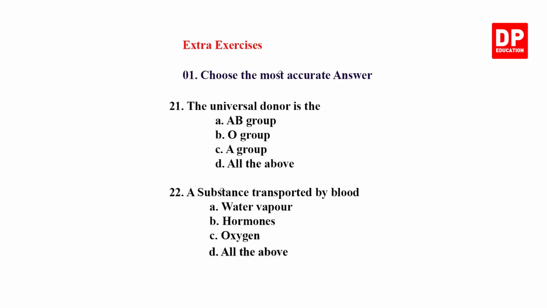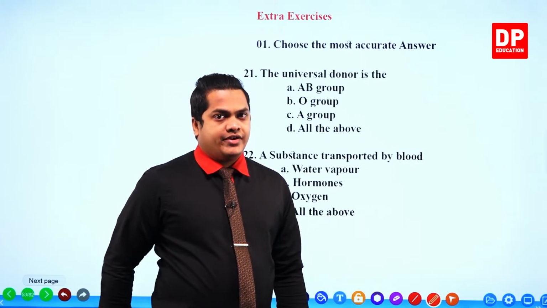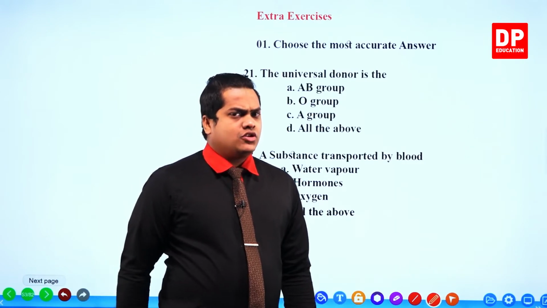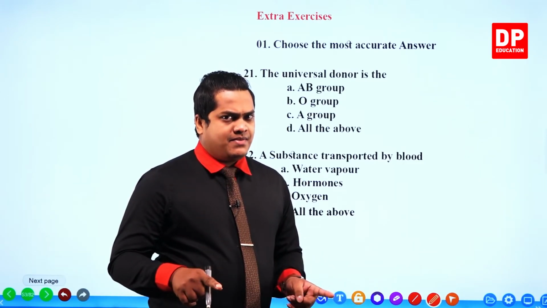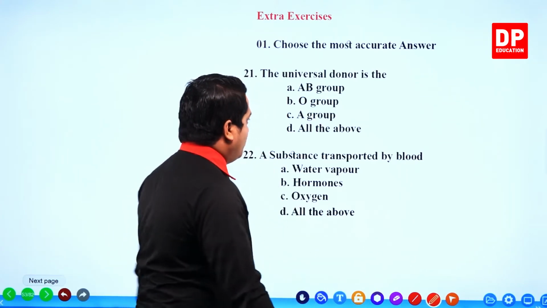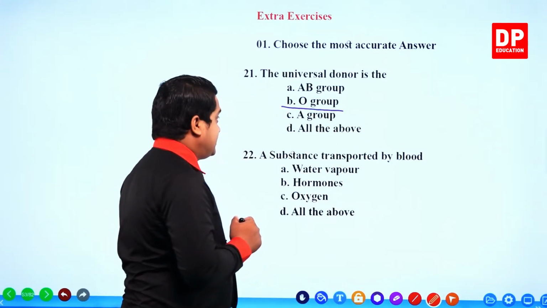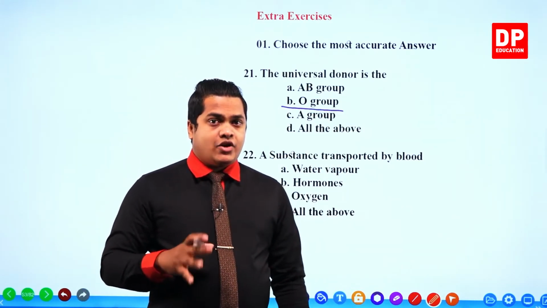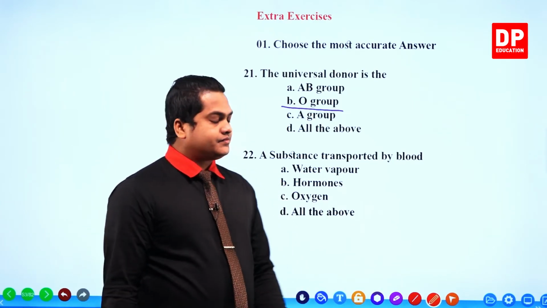So the universal donor is the... now in the earlier question they were asking about the universal recipient. Now it's asking about the universal donor. So it's quite simple, my dear children. We know that the universal recipient is AB. Then the universal donor is O. So O group is the answer. O is the universal donor. O group is the universal donor. Right?